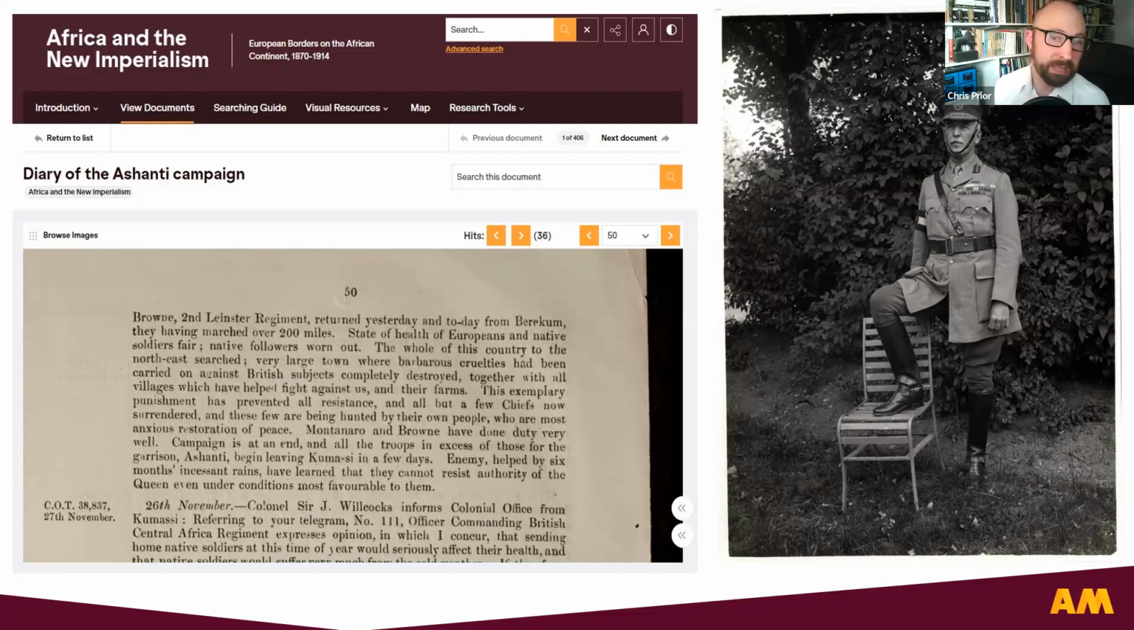Wilcox continued that the campaign against the Asante Empire was now, quote, at an end, and that the enemy, helped by 6 months' incessant rains, have learned that they cannot resist the authority of the Queen even under conditions most favourable to them. So Wilcox is clearly exultant here.